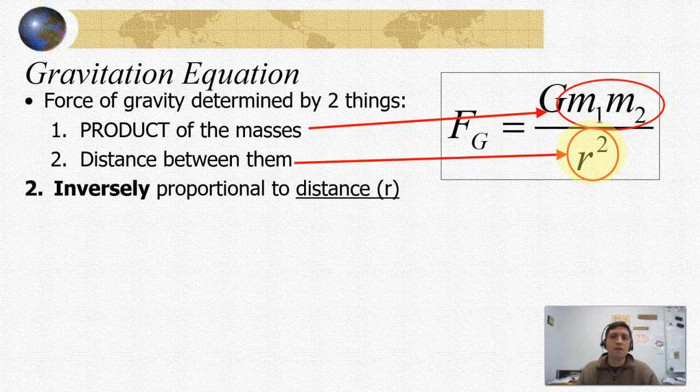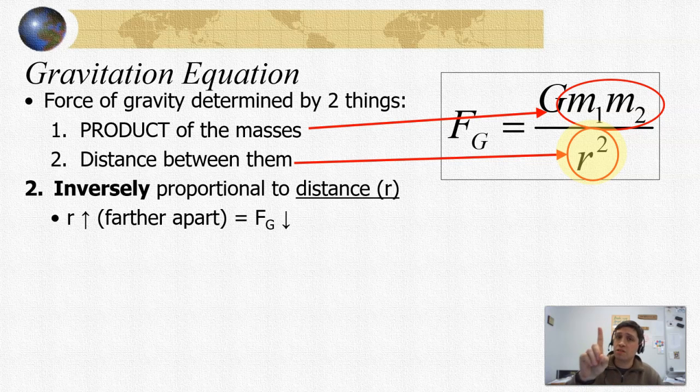The second thing, force of gravity is inversely proportional to the distance between those masses. Inversely means they change in opposite directions. So if r goes up, if the distance goes up, which means the objects are getting farther and farther apart, as the distance increases, the force of gravity decreases. And that should be intuitive, that the farther apart two objects or two planets are from each other, the smaller the force is between them. The opposite is true. The closer they get, so that's distance decreasing, force increases. The force of gravity increases the closer those things get.